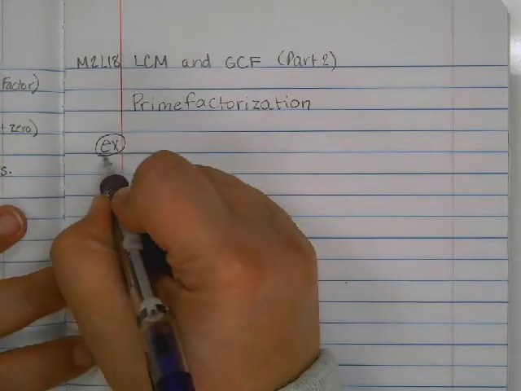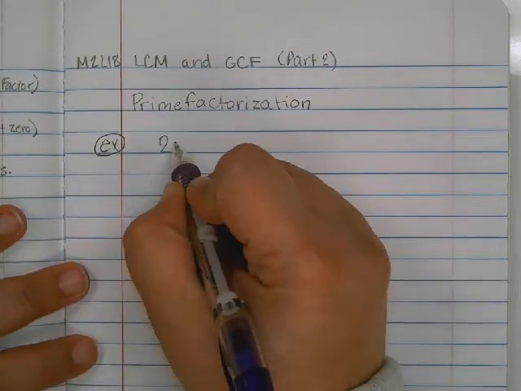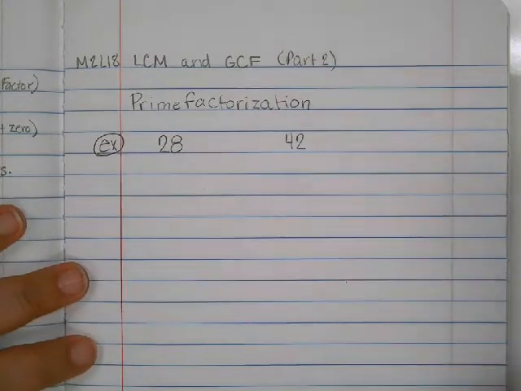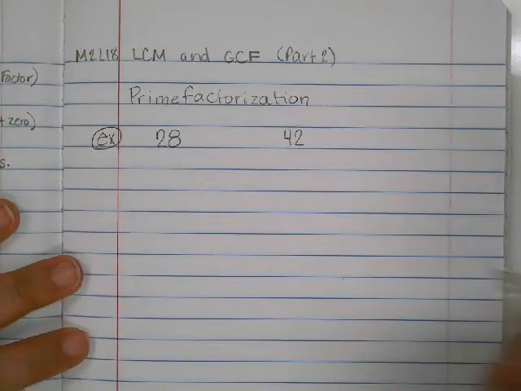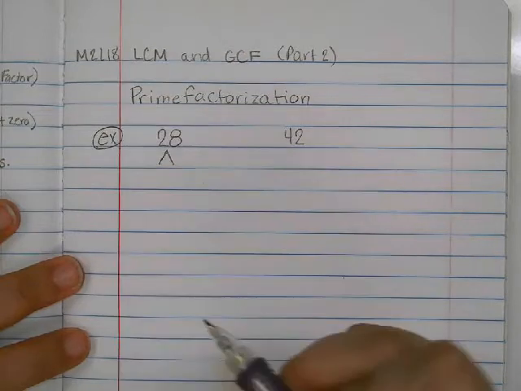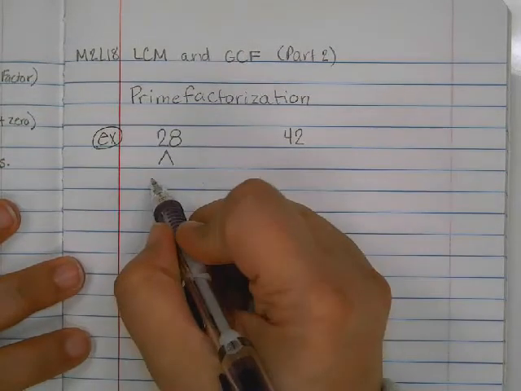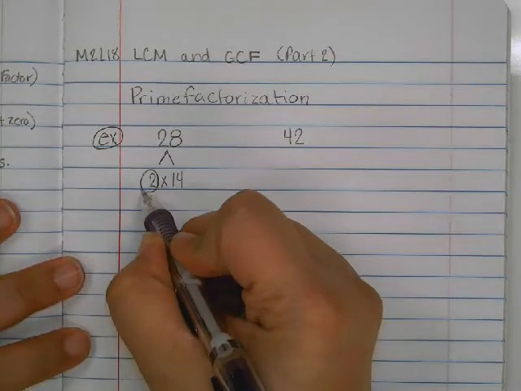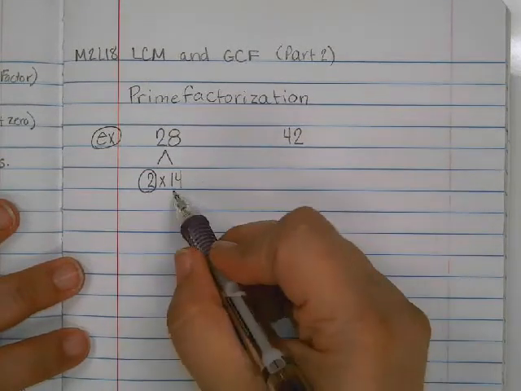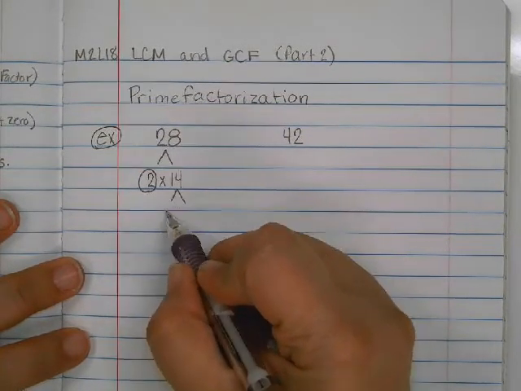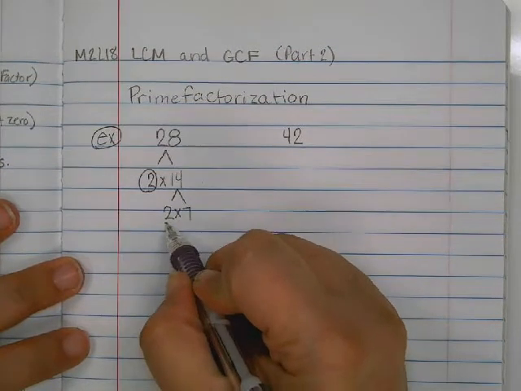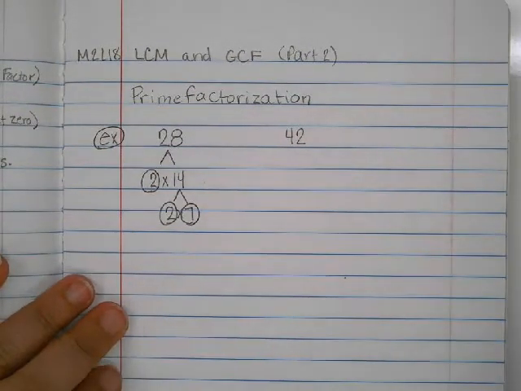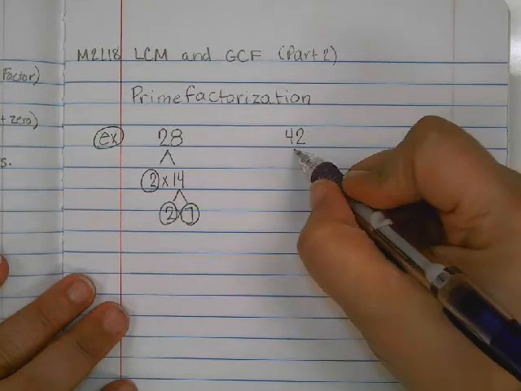For example, if I wanted to find the LCM and the GCF of 28 and 42, this is a nice way where you can do it with big numbers too. The first thing I'm going to do is think of two numbers that I can multiply together to get 28. The first two numbers that come to my head are 2 times 14. I know 2 is prime, so I go ahead and circle that number. 14 has two factors, 2 times 7. 2 is prime and 7 is prime, so now I'm finished. I like to circle my prime numbers so I remember that I'm done with that set of factors.